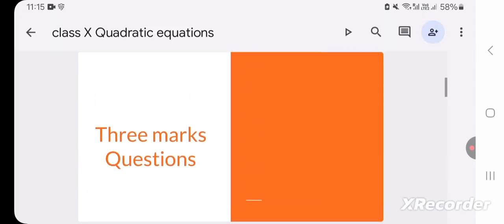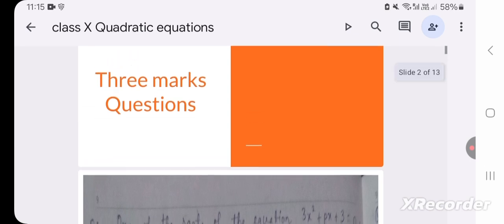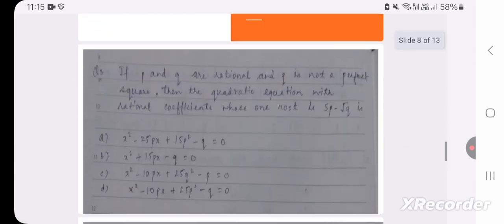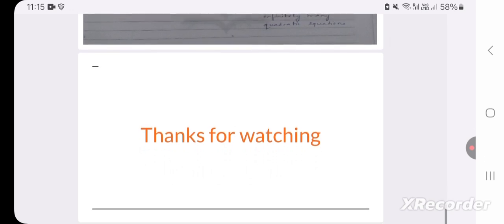So these are the 4 questions of 3 marks that are very important for the class 10th quadratic equations chapter. So just practice them and we will meet in the next video.